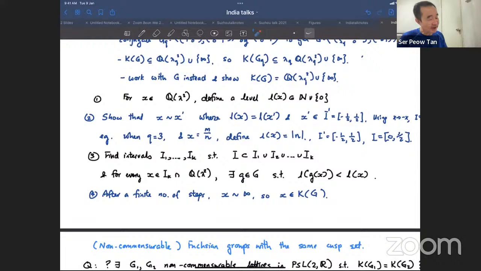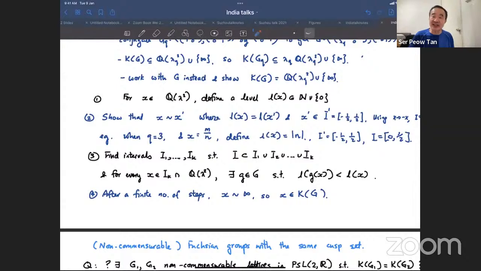Okay. And then you show that for all of these numbers inside here, each is equivalent to something. Equivalent here means that it is equivalent under the action of GQ, of G, okay, to X prime. But now X prime has the same level, okay.